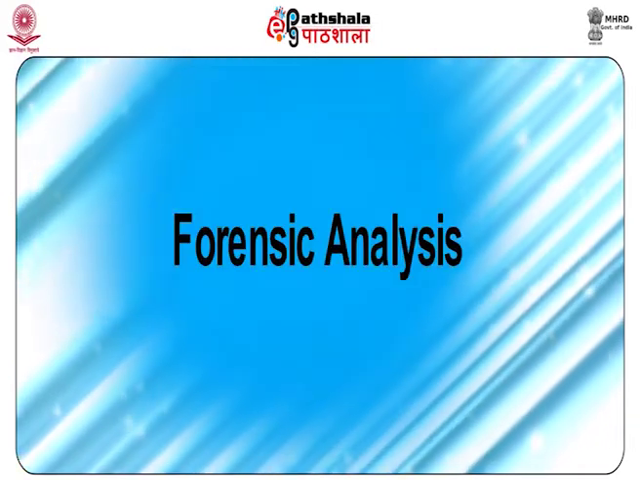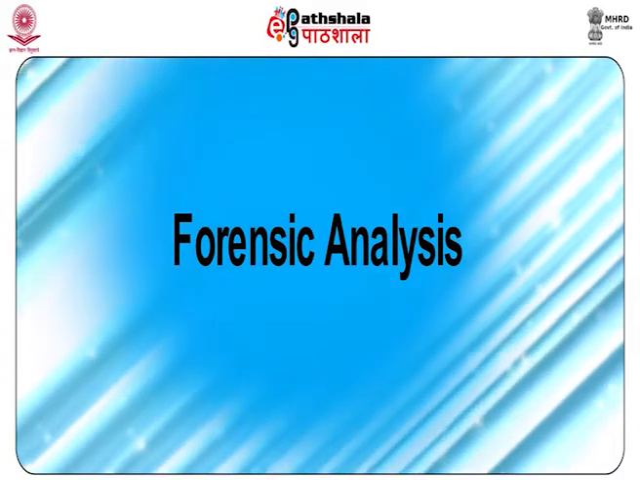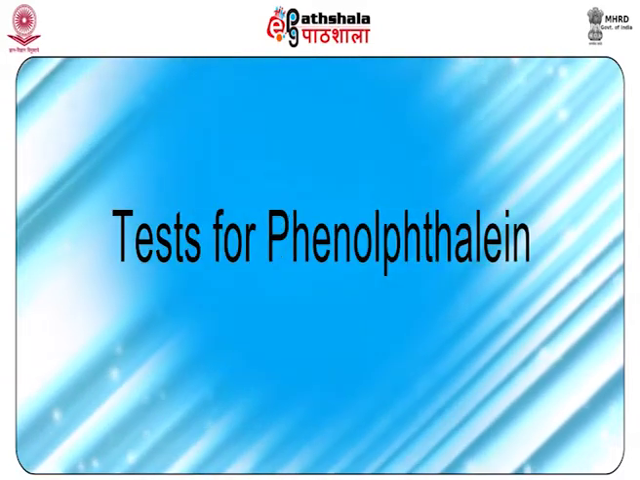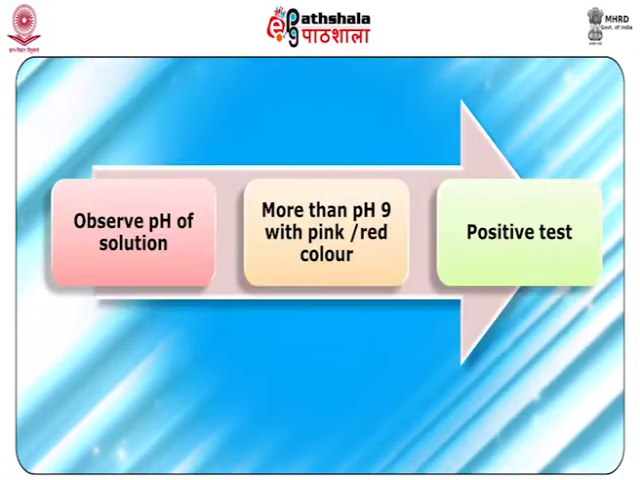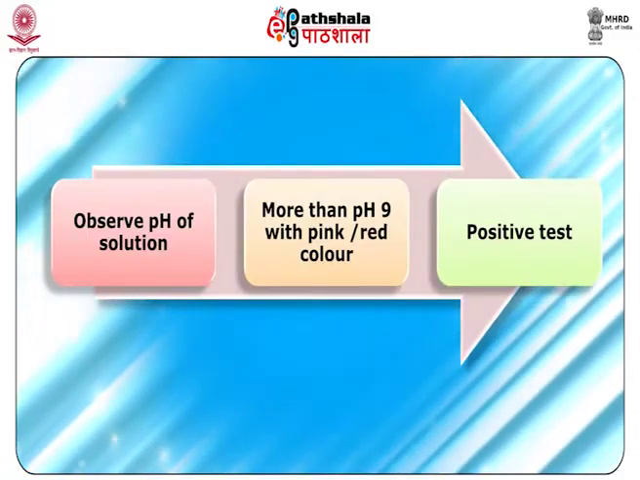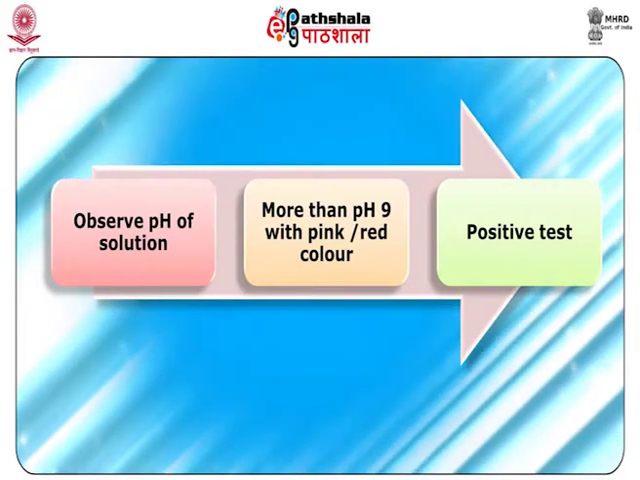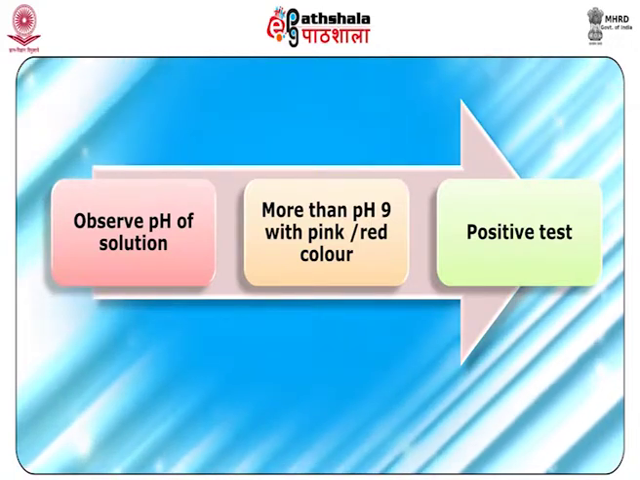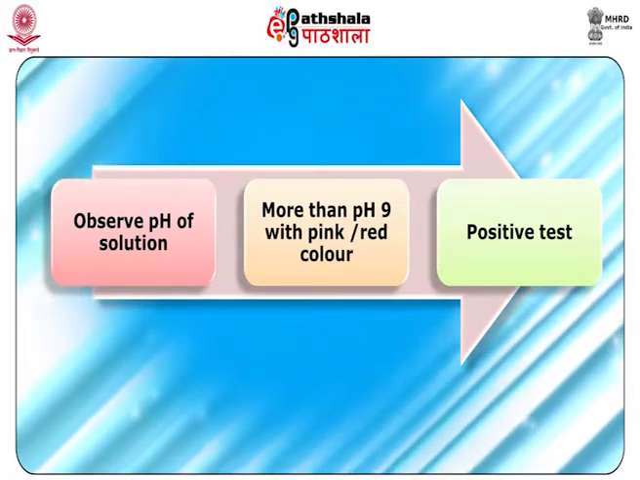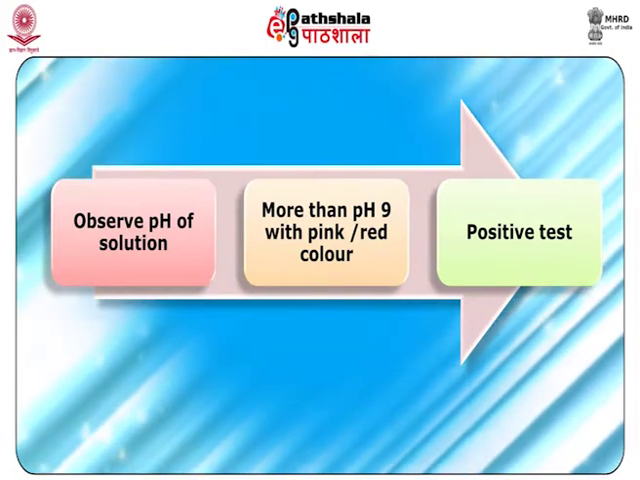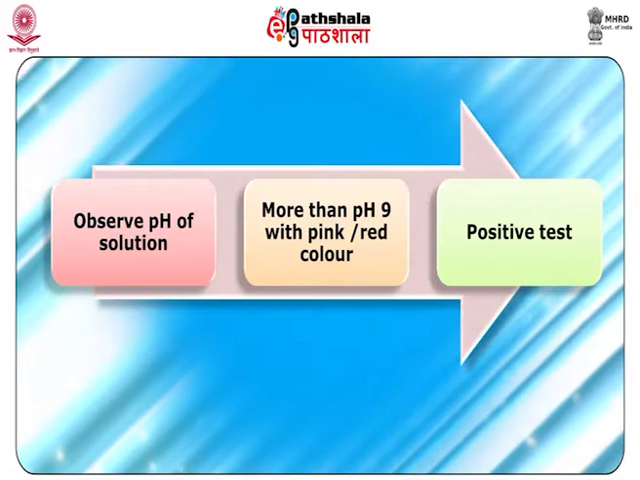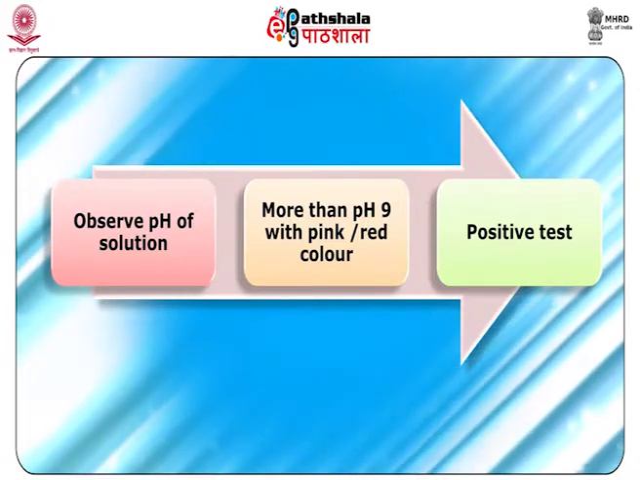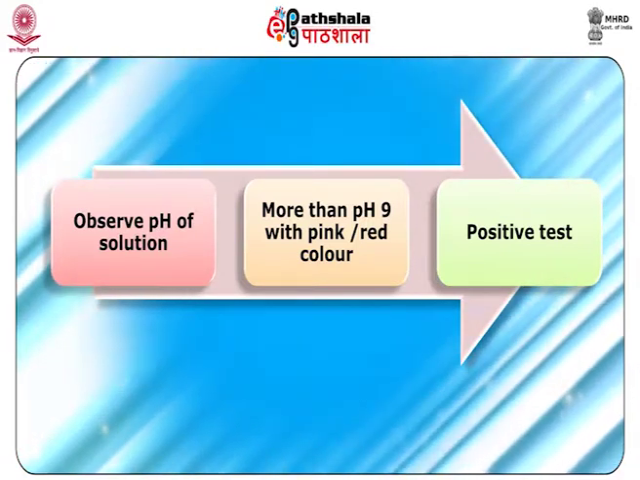Next, we will move on to forensic analysis. First is tests for phenolphthalein. pH test: observe the pH of the exhibit solution with pH paper. More than pH 9, that is, a pH range from 8.3 to 10 with pink or red color, shows the positive test for the presence of phenolphthalein.